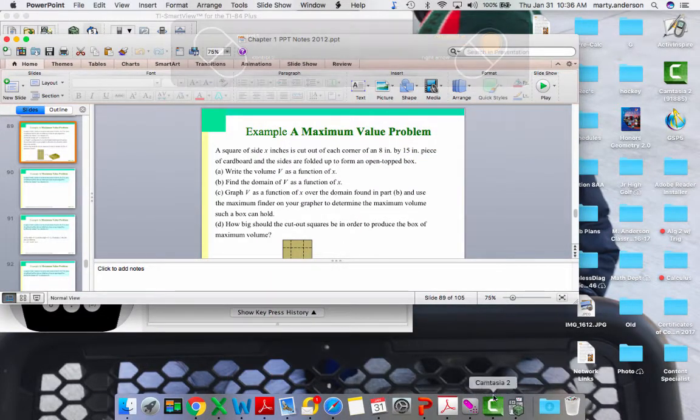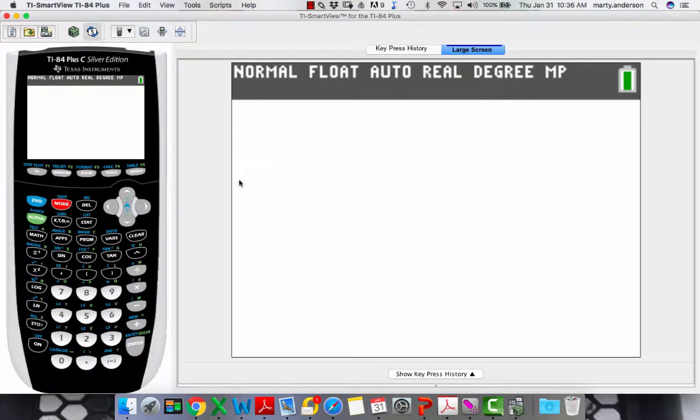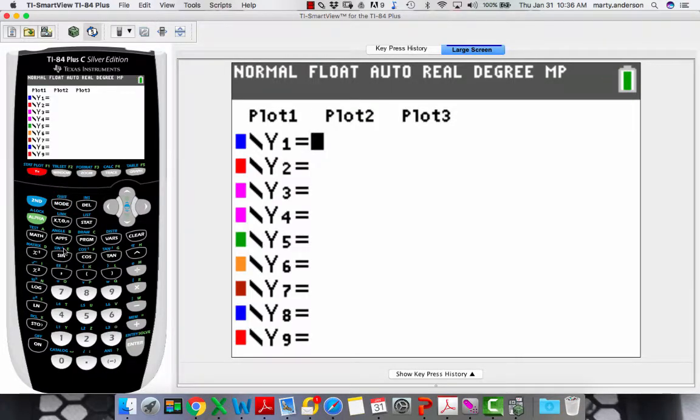And you wrote that down, so let's do this. Here we go. I'm going to go on my calculator, go to y equals. If you've got something in there, clear it out.